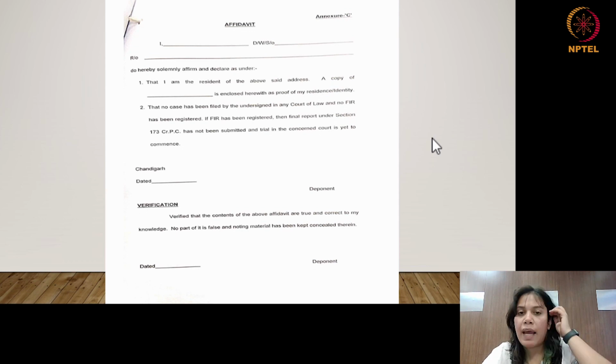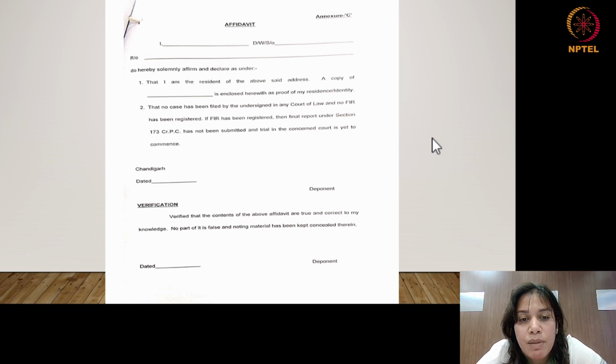Then there's one more affidavit which has to be given by the party, which says that I, so and so, daughter, wife, or son of so and so, a resident of so and so, do hereby solemnly affirm and declare as under. First, that I am a resident of the above said address. A copy of so and so is enclosed herewith as a proof of my residence. So, a copy of the address proof would be given.